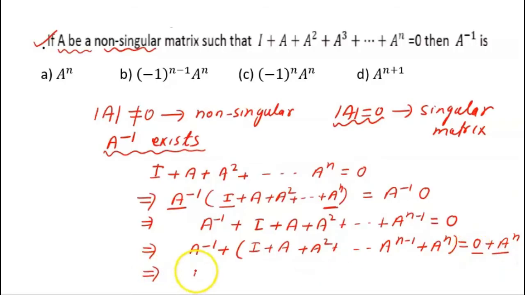Now at this stage, look at the expression appearing here in the bracket, and this is nothing but equal to a null matrix. So I get A inverse plus null matrix is equal to null matrix plus A to the power n, so we get A to the power n, and this implies that A inverse is equal to A to the power n. So the correct answer will be A. The A inverse value will be A to the power n. So this is a good question. I hope you understood this.